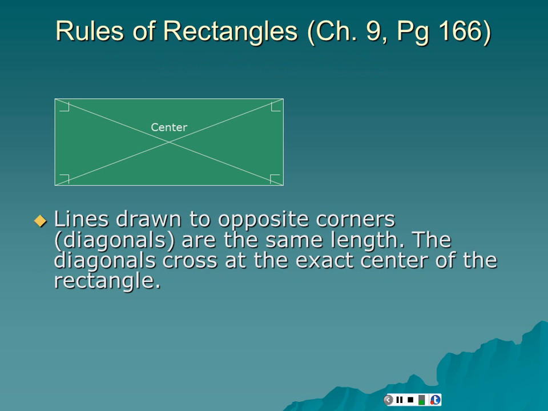And also lines drawn to opposite corners are called diagonals. You see here we tried to draw two diagonals and they intersected at the center. These are called diagonals, and again they are also of the same length. So these are all the characteristics of rectangles, and this point is called the center where both diagonals intersect. Any questions?